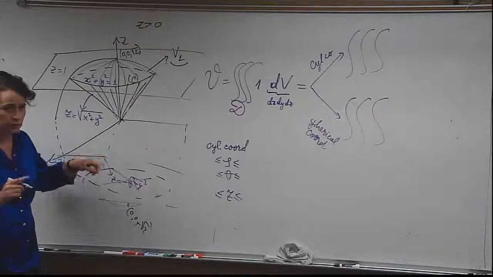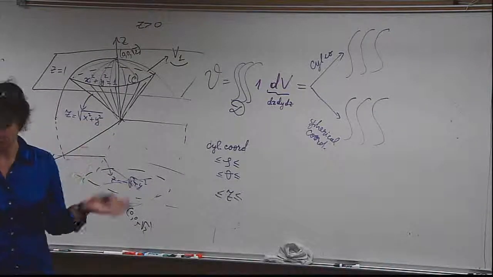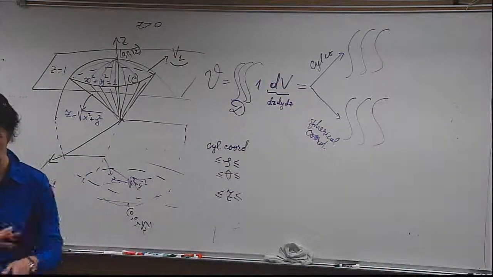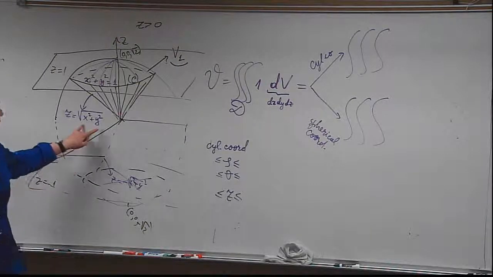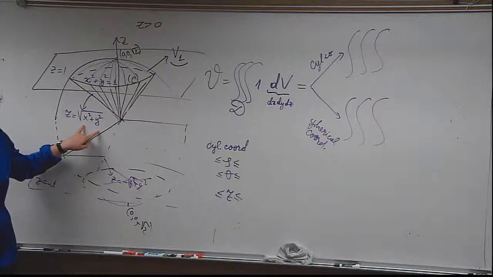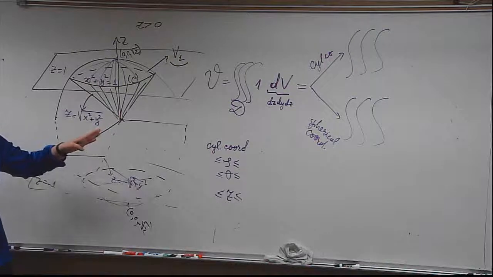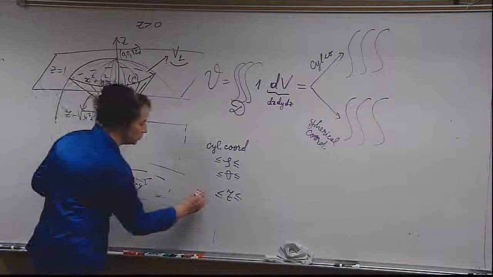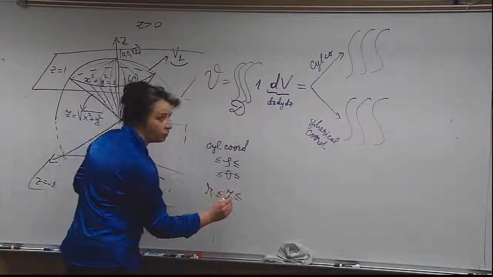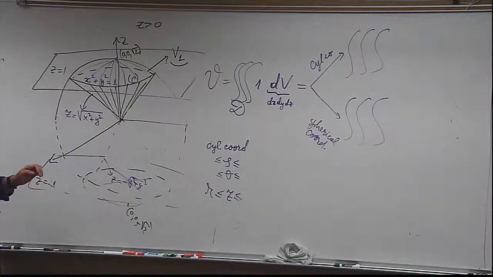X squared plus y squared, if we work with polar coordinates, which is cylindrical coordinates, will be little r squared. Under the square root it will be r. So z will be between r, and now another harder part.